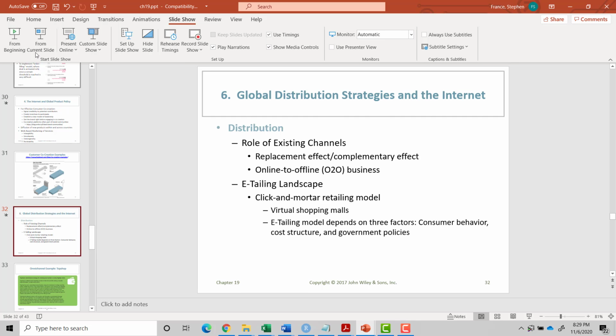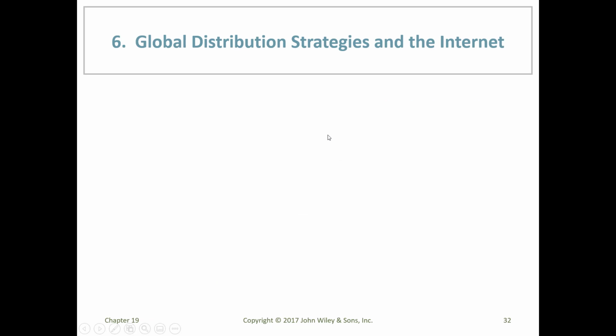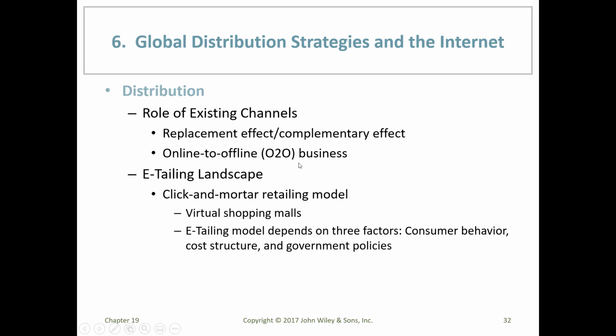Okay, now the book, as I said, I've talked a lot about omni-channel retailing in this class. Now, when the book talks about the rise of internet retailing, it talks about the replacement or complementarity effect.